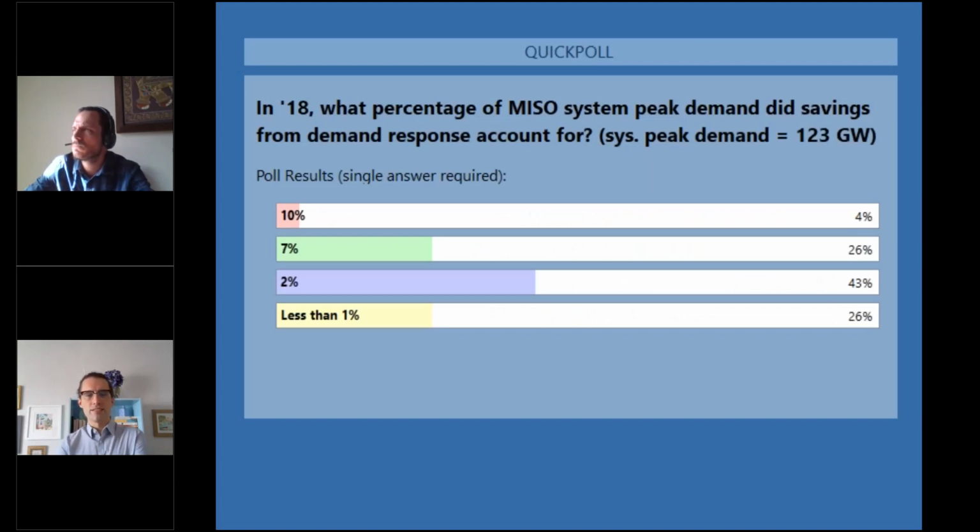So most of you got it right. The correct answer was C, 2%. Peak demand savings from demand response were equal to 2% in 2018, with about 1 gigawatt from both residential and the industrial sector, and half a gigawatt from commercial. So next slide.